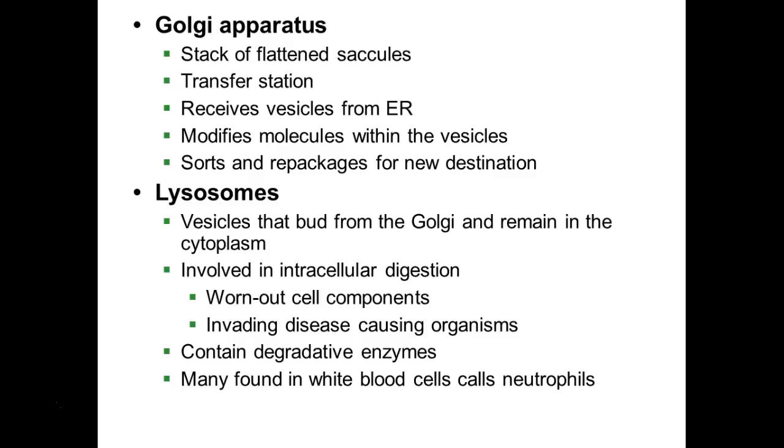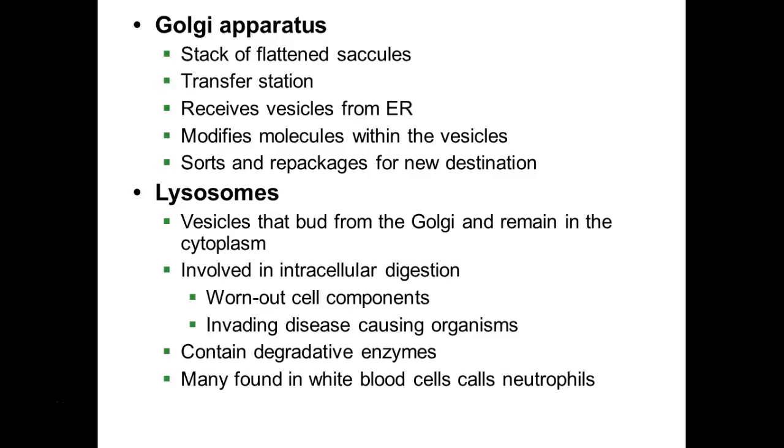Inside of the cell, we also find vesicles that are called lysosomes. Lysosomes are vesicles that bud from the Golgi apparatus, and they stay in the cytoplasm. They've got some pretty nasty things inside of them. So sometimes they're called suicide sacs, simply because if they break open, they would destroy the cell from the inside out.